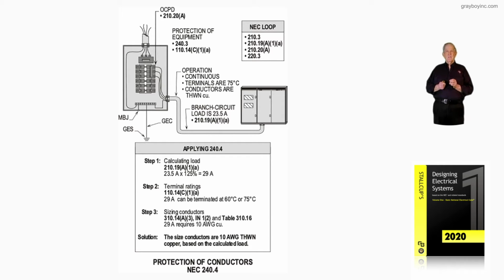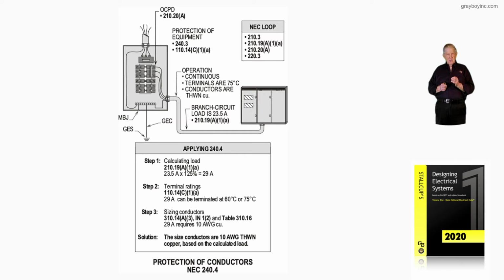So in this application, let's review step one. Since everything else in the illustration is the same, we would apply the rules of 210.19(A)(1)(a), and it'd be 125% of 23.5, 29 amps.